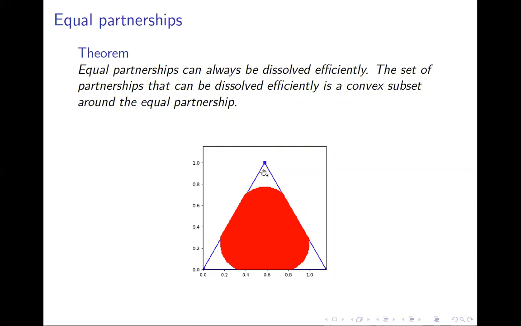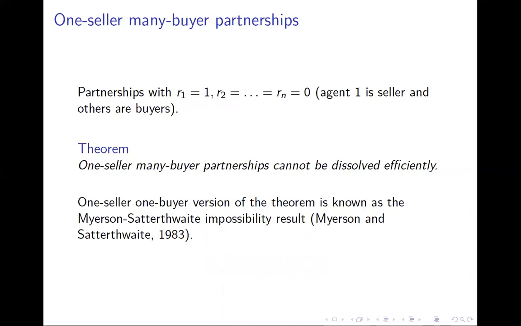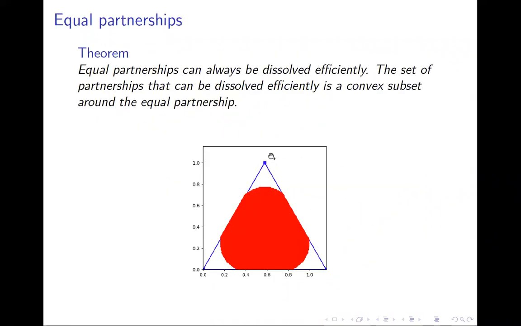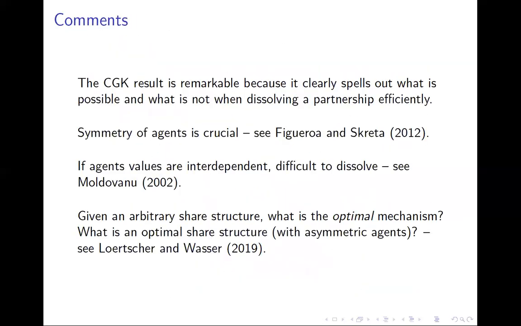One of the other corollaries that we saw is that a one-seller, many-buyer partnership cannot be dissolved efficiently. So this is independent of what distribution it is. These extreme points of the simplex cannot be dissolved efficiently. So the natural question is, what is this result telling us? First, it is a remarkable result because it clearly spells out what kind of property rights can be dissolved efficiently if it comes to dissolving it.